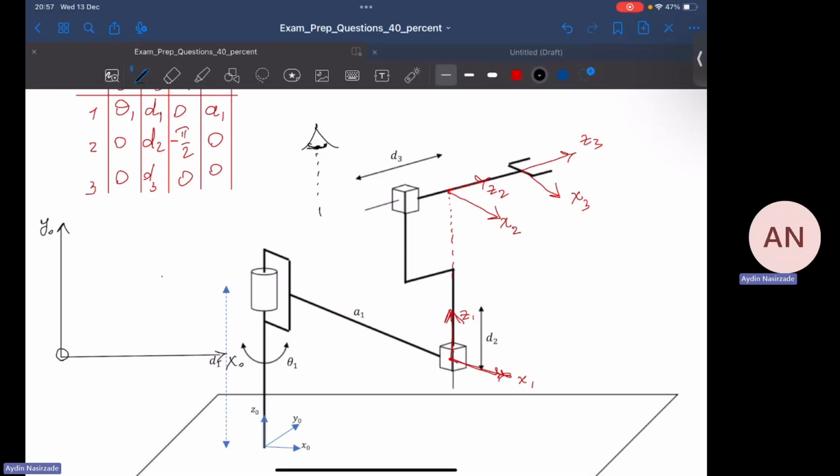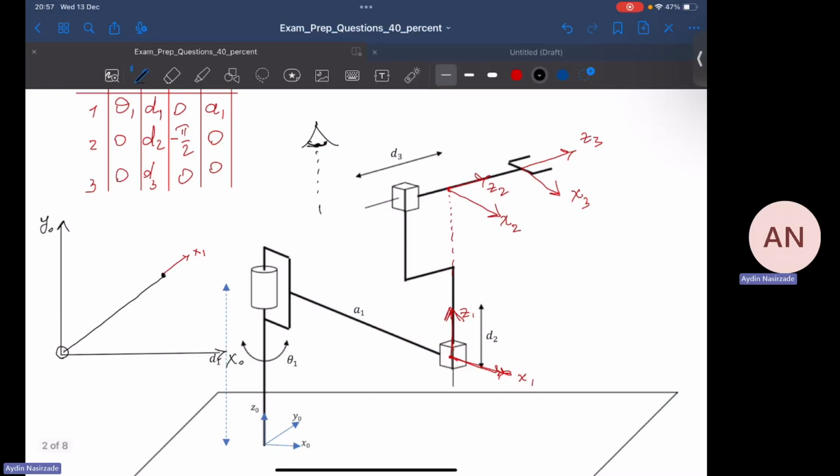Okay, so let's say this is x1, right? So automatically, it should be my A1 link, this link. Okay, that's it, A1. What else? So this is positive theta 1.